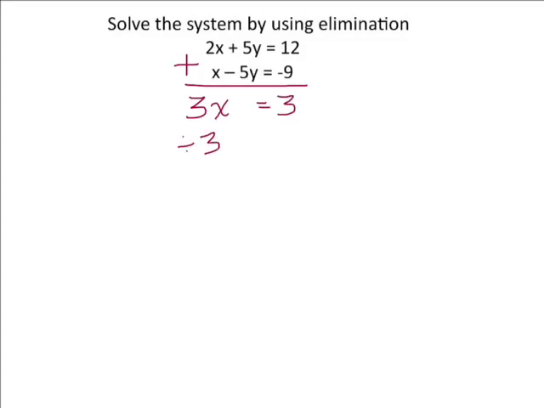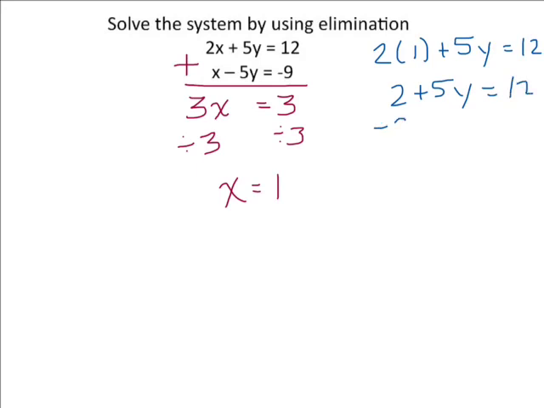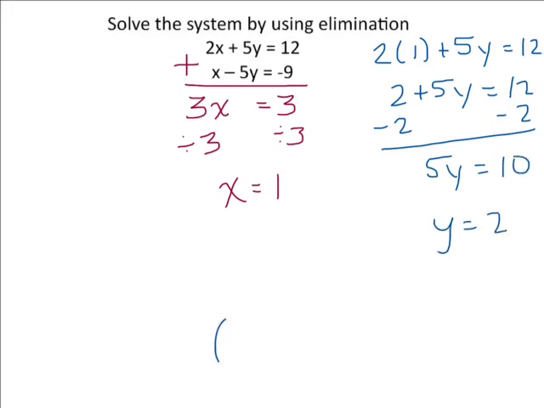I divide by 3. X is 1. If x is 1, I must plug that back into the top equation. 2 times 1 plus 5y equals 12. 2 plus 5y equals 12. Subtract 2. 5y equals 10. Y is 2. So my ordered pair that I get to put down as my answer is 1, 2.